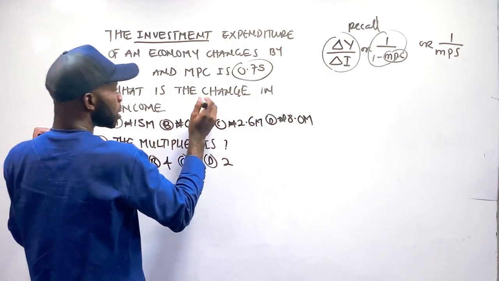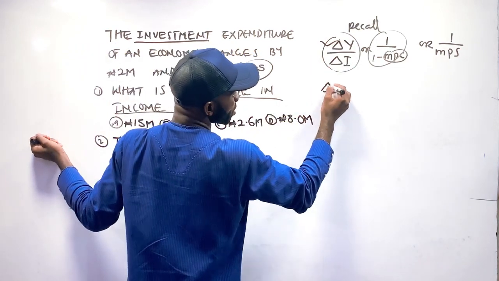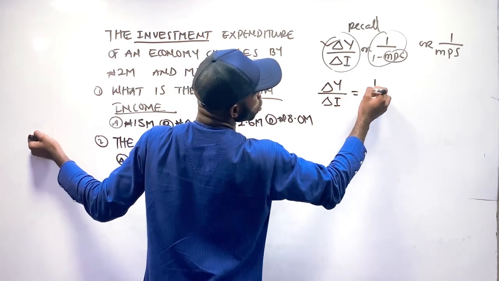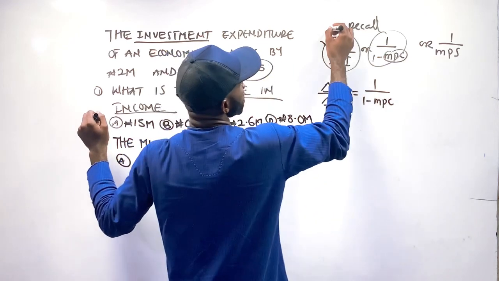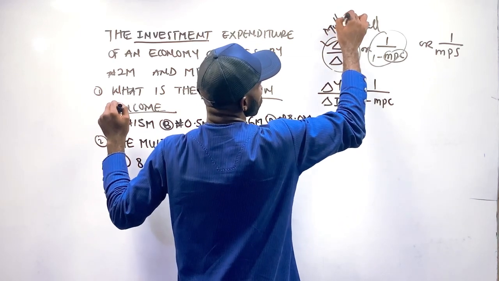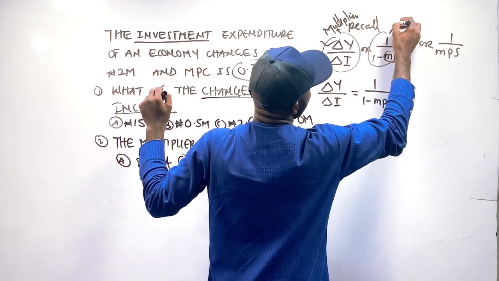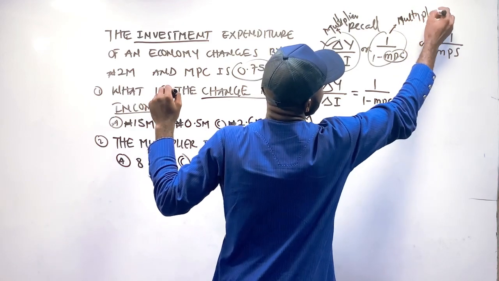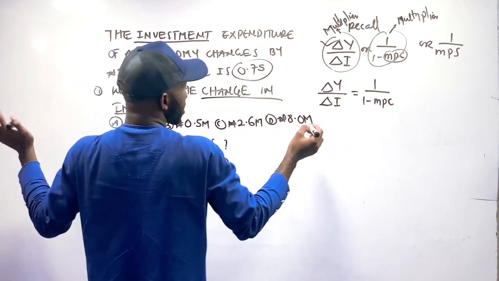What are we looking for? Change in income, which is this. So let's recombine again. We have change in income over change in investment is equal to 1 over 1 minus MPC. Please don't forget, this is multiplier. This is also multiplier. So we're using the 2 multiplier formulas together to arrive at our answer here. It's not a crime, let's go.